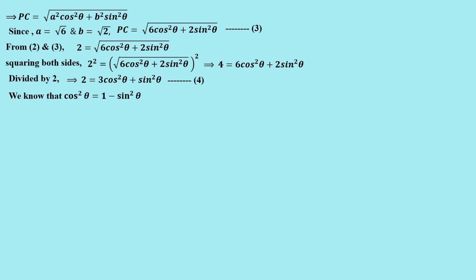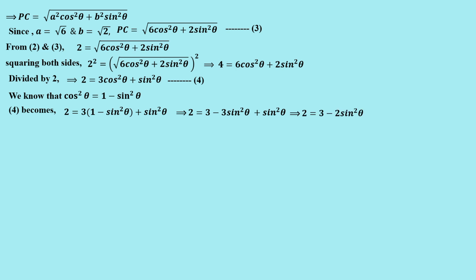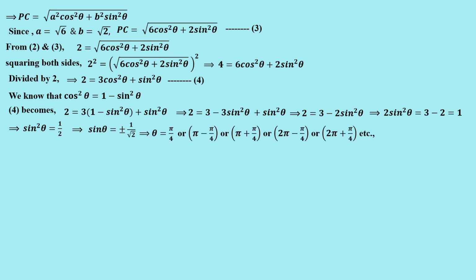So cos square theta is equal to 1 minus sin square theta. So 4 becomes 2, which is equal to 3 into (1 minus sin square theta) plus sin square theta, which is equal to 3 minus 3 sin square theta plus sin square theta. So 2 is equal to 3 minus 2 sin square theta. 2 sin square theta is equal to 1. Sin square theta is equal to 1 by 2. Sin theta is equal to plus or minus root of 1 by 2, that is 1 by root 2.